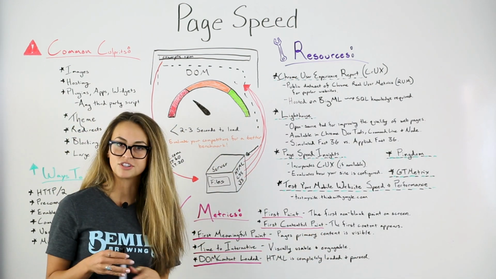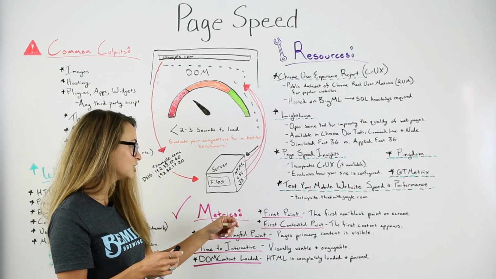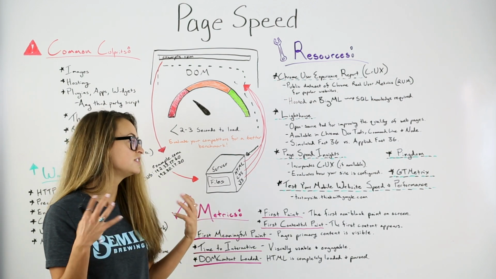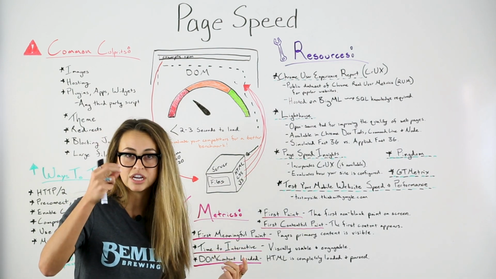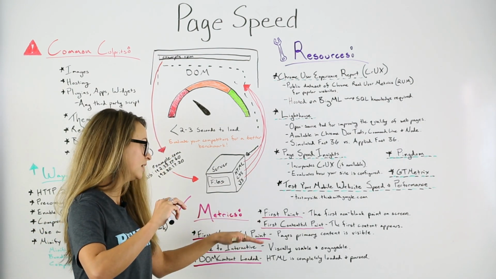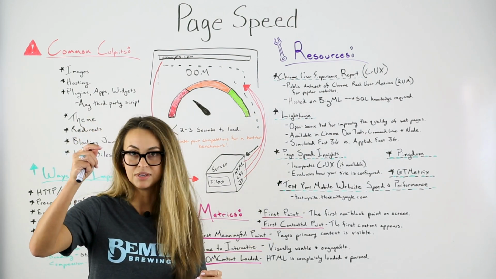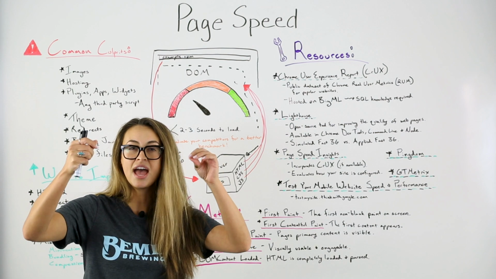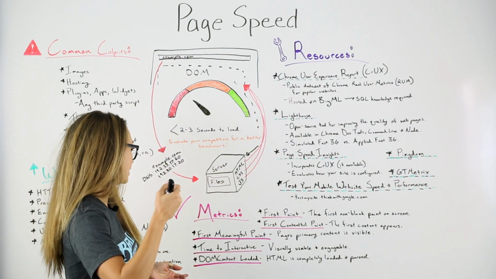So what are some of the metrics? We're going to go over first paint, which is basically just the first non-blank paint on a screen. So it could be just the first pixel change. That initial change is first paint. First contentful paint is when the first content appears. This might be part of the nav or the search bar or whatever it might be. That's the first contentful paint.